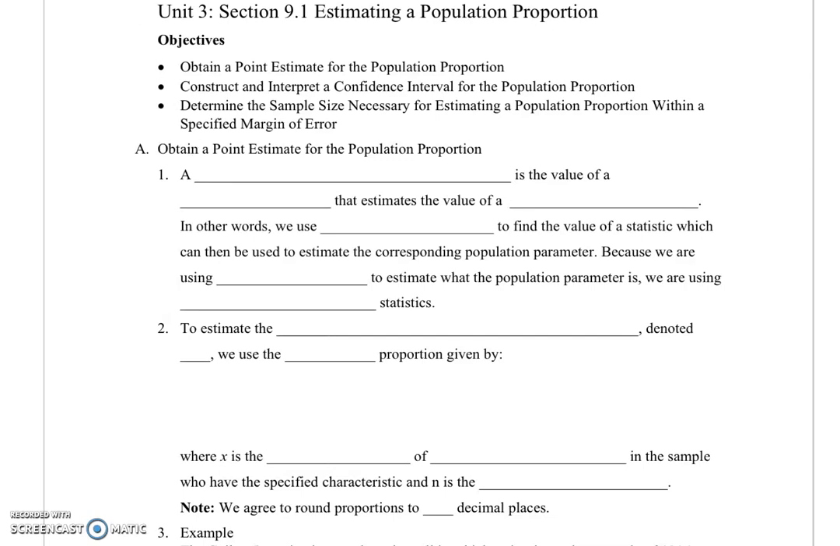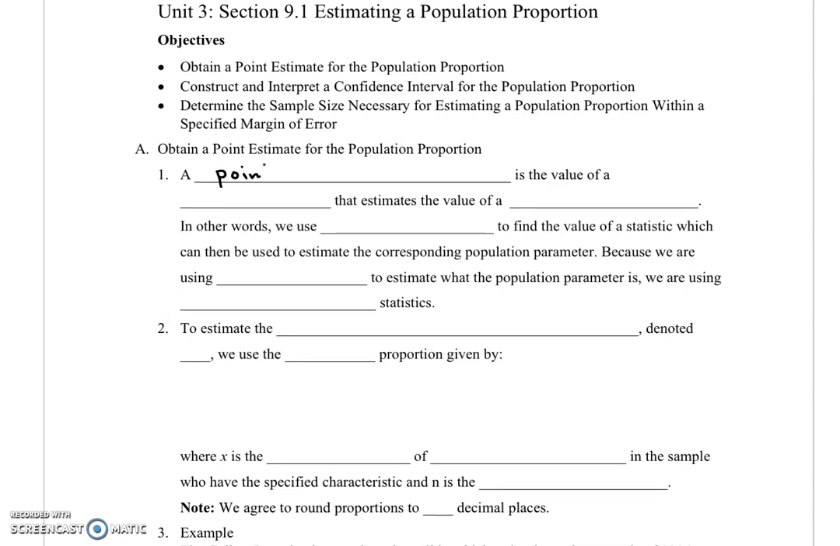Now that we've finished talking about distributions, we are going to start talking about how we estimate a population parameter given sample statistics. So first, we're going to talk about how we estimate a population proportion. So, of course, we need some definitions.